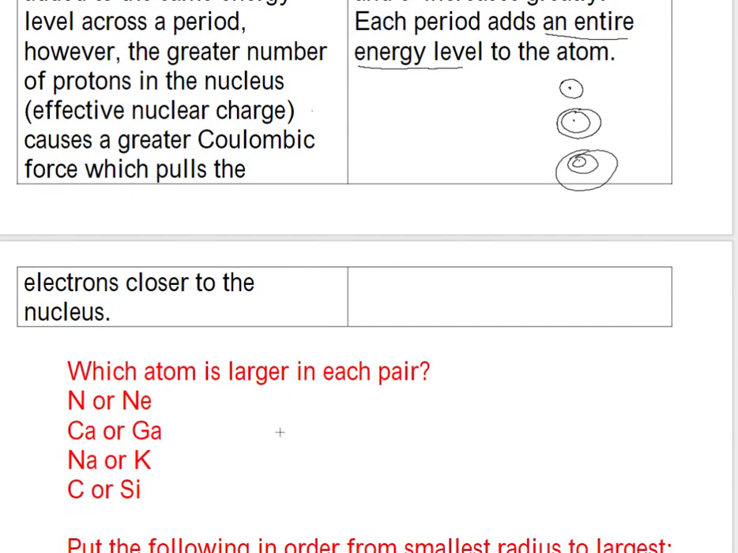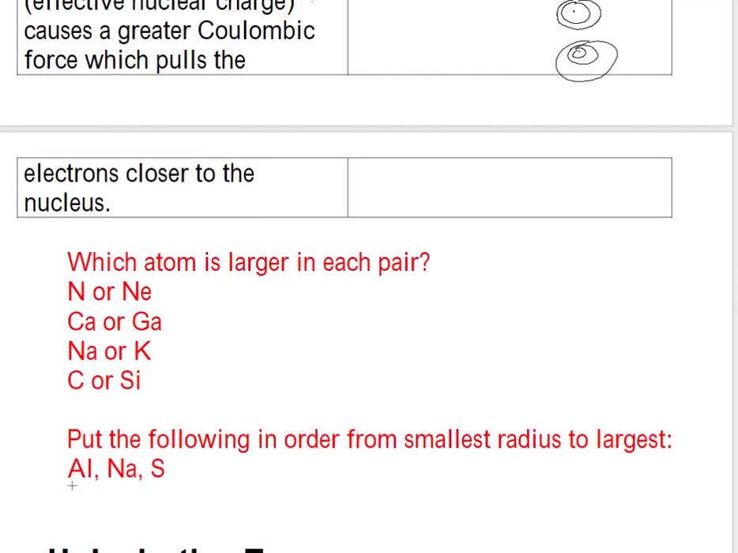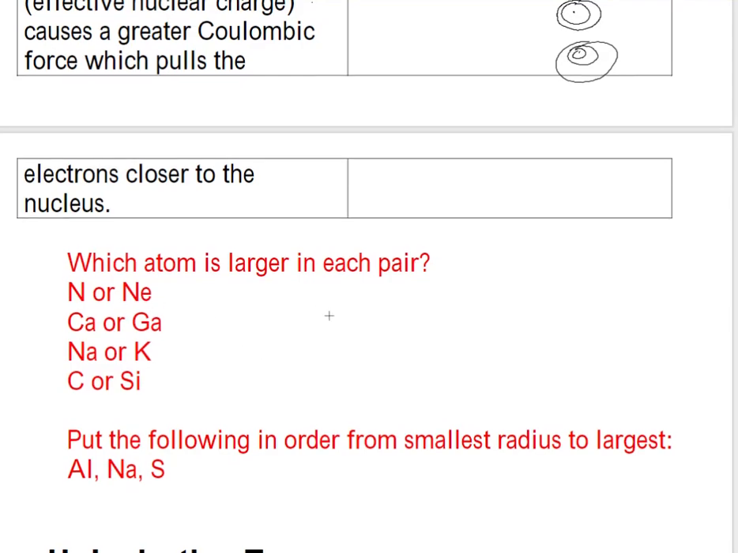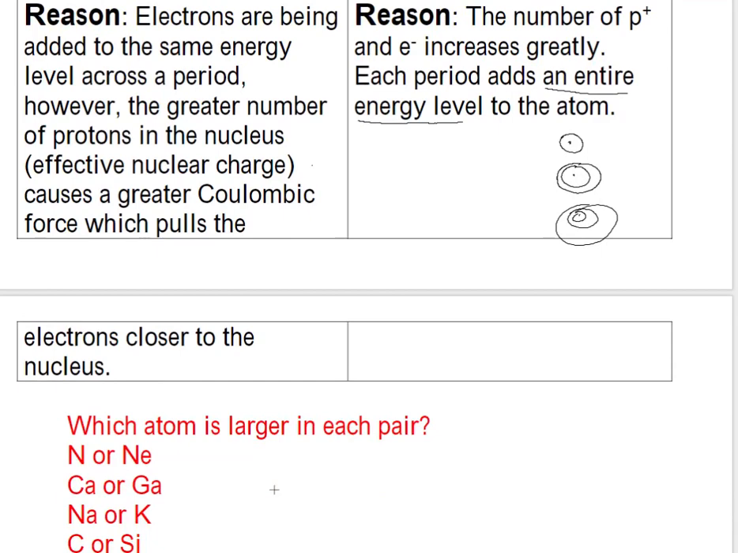Let's answer these questions. Which atom is larger in each pair? And then we're going to put these 3 elements in order from smallest to largest. Okay, between nitrogen and neon, we're going to need to use the periodic table to look at where they're at. Nitrogen is right here, and neon is right here. What happens as you go to the right? We said they get smaller, so that means nitrogen should be a larger atom than neon. So which is larger? Nitrogen.